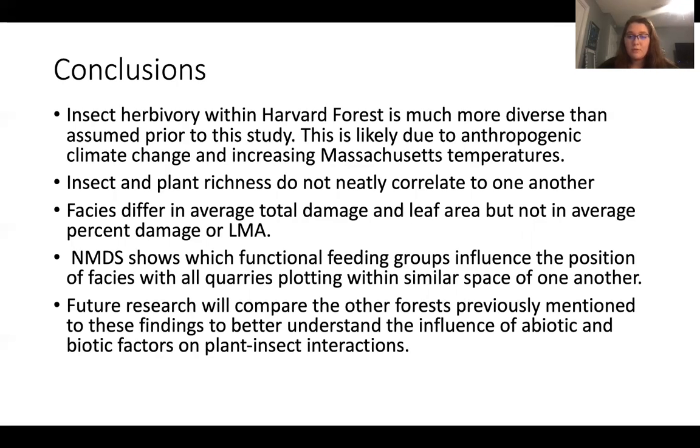With this, future research will compare the other forests previously mentioned to these findings to better understand the influence of abiotic and biotic factors on plant and insect interactions.